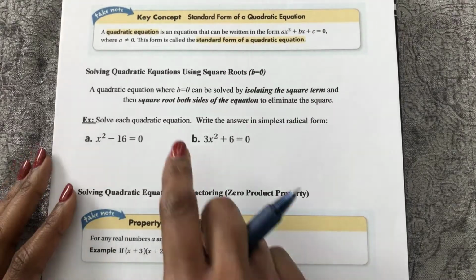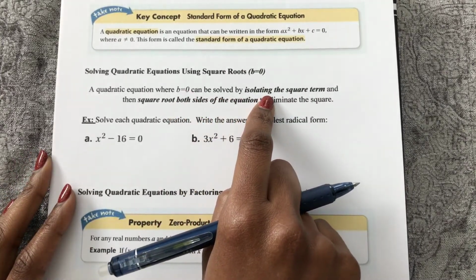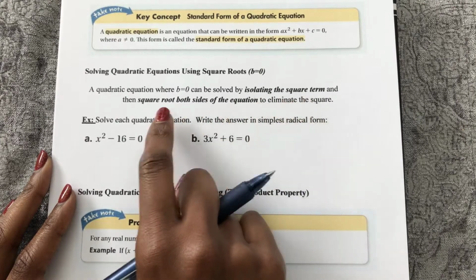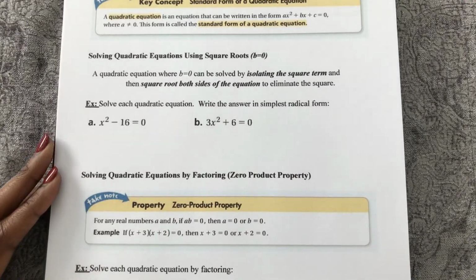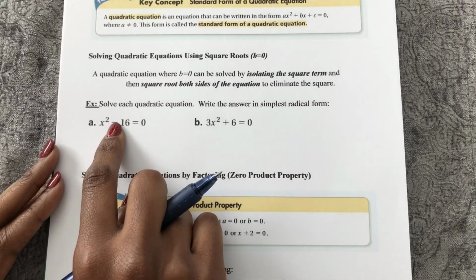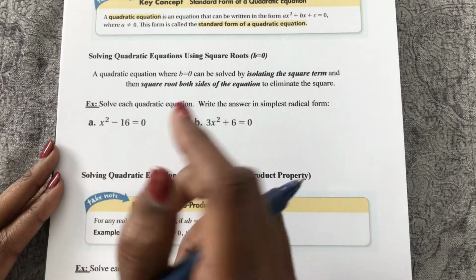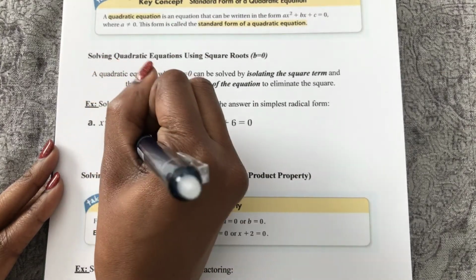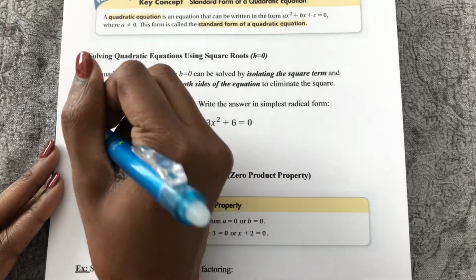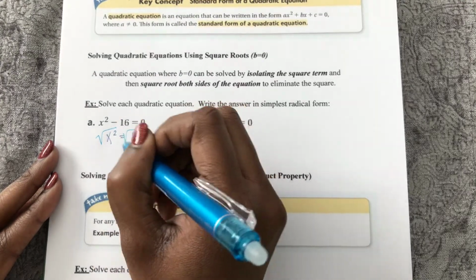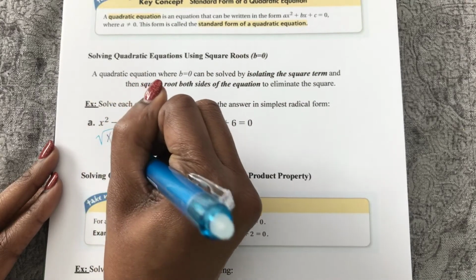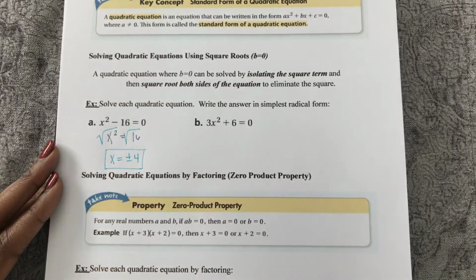So in a quadratic equation where b equals 0, it can be solved by isolating the square term and then taking the square root of both sides to eliminate the square. First, to isolate my square term, I'm going to add 16: x squared equals 16. And then I'm going to square root both sides. Notice we're not talking about distance here. We want any possible x value whose square makes 16. And that's positive or negative 4.